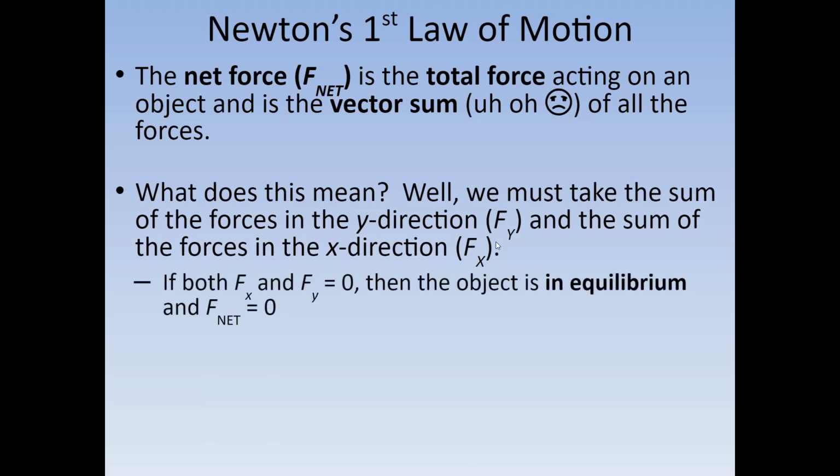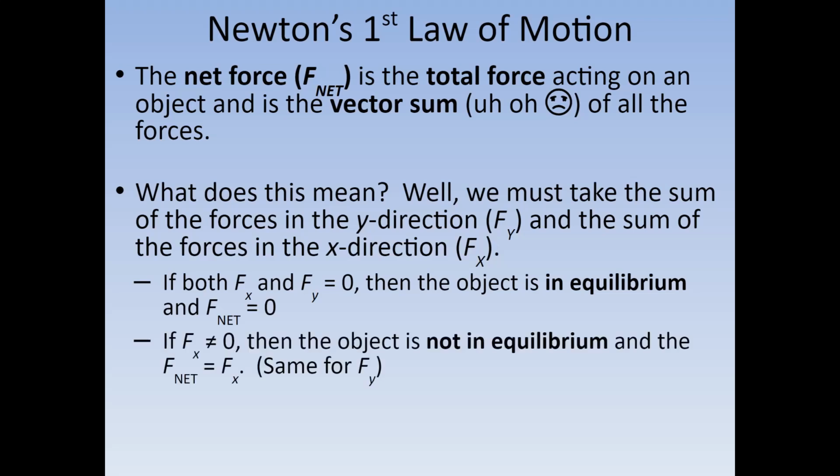So if an object's in equilibrium, it means in both the x and the y direction, the net force is equal to zero. So the forces are balanced. The forces in the x direction are balanced, the forces in the y direction are balanced. Now, if the forces in the x direction don't equal zero, then the object's not in equilibrium. And the same thing is true in the y direction. So if in one of these directions, either the x or the y, the forces that add up in that direction don't equal zero, then the net force is going to be equal to that. And like I said, it's not going to be in equilibrium.